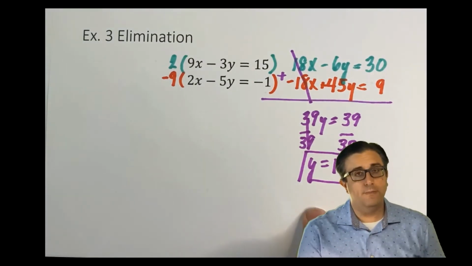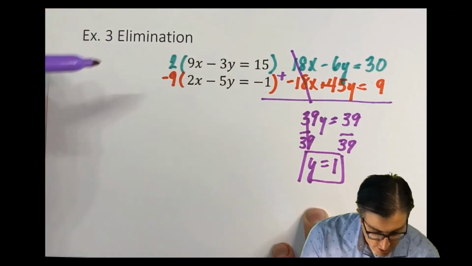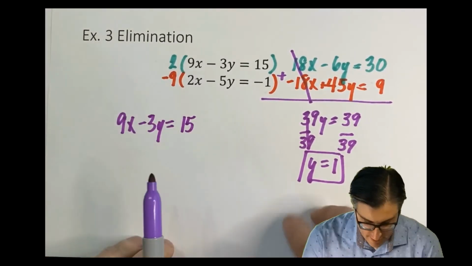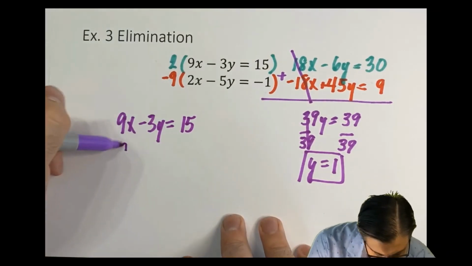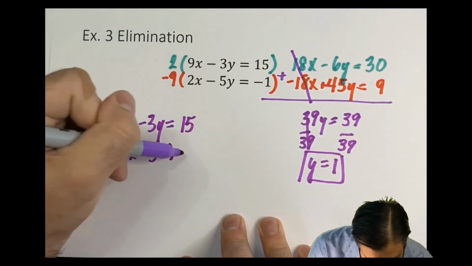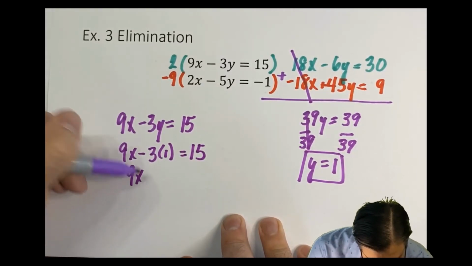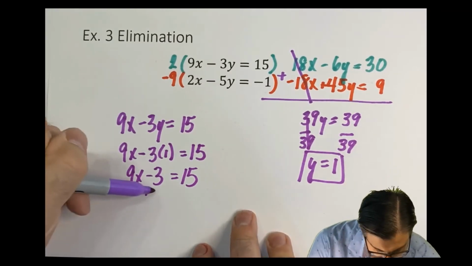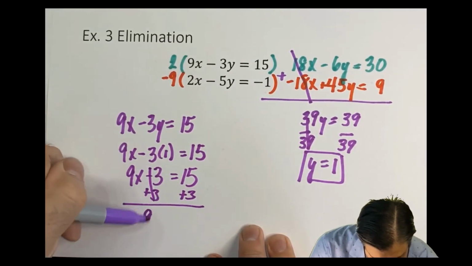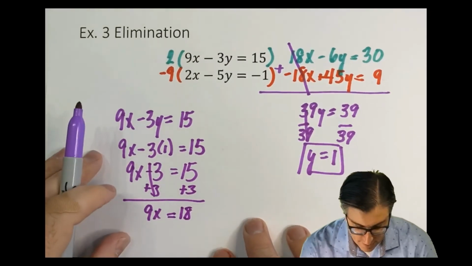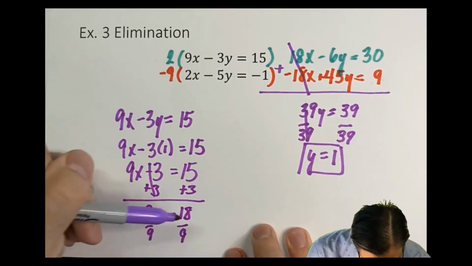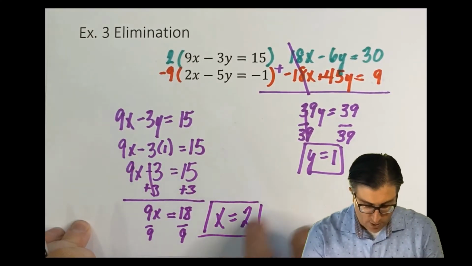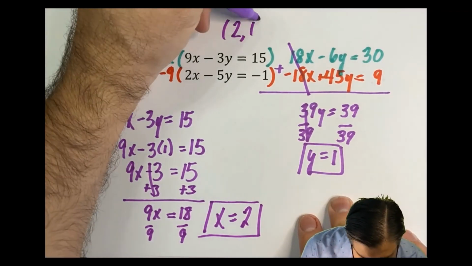Well, if y equals 1, we need to solve for x. Pick your equation, so I'm going to just stick with the first one. 9x minus 3y equals 15. I found out that y equals 1, so I plug it in. 9x minus 3 times 1 equals 15. Multiply 3 times 1, I get 3. And I'm at a two-step equation. Add 3 to both sides. 9x equals 18. Divide both sides by 9. I find out that x equals 2. So my coordinates are x comma y, 2 comma 1.